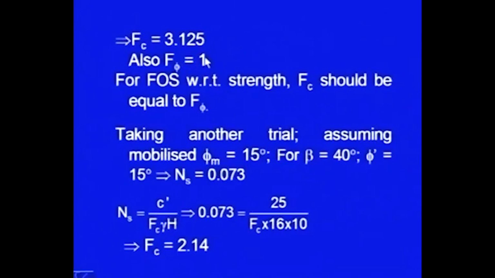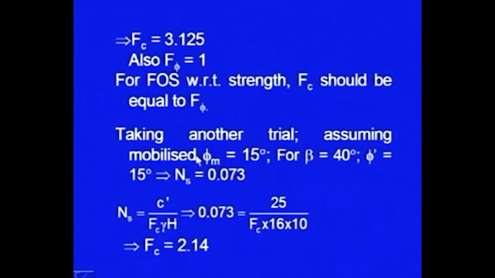You should remember, if Fc is lower, Fphi will become high. For example, in this case Fc is 3.125, Fphi is 1. So, if one becomes more, the other will become smaller to keep the slope stable. So, we are looking for factor of safety with respect to strength. What we are looking for is Fc should be equal to Fphi. So, now let us take another trial.